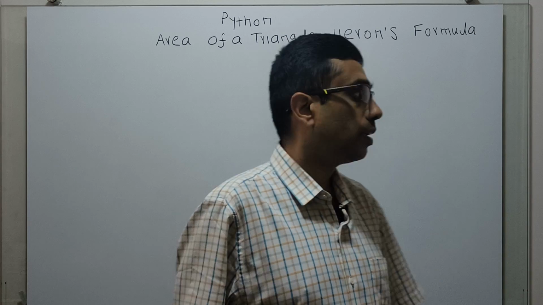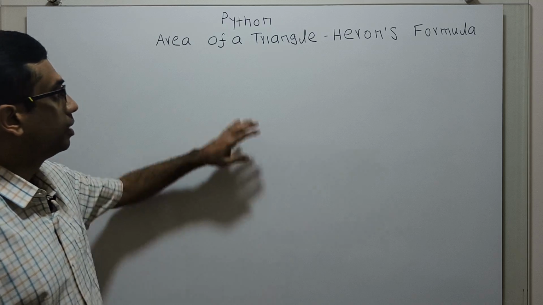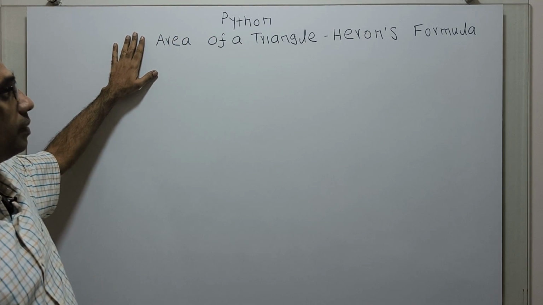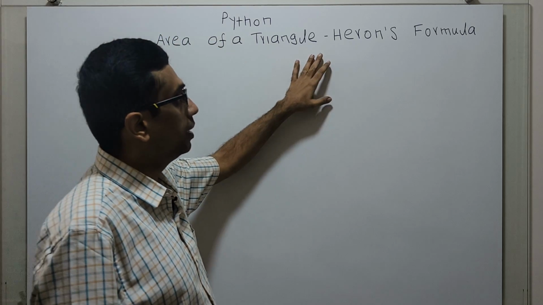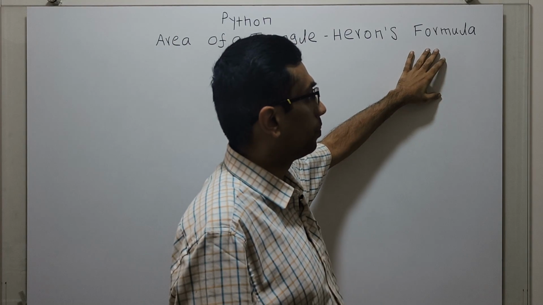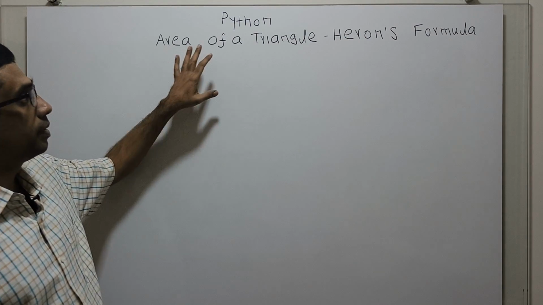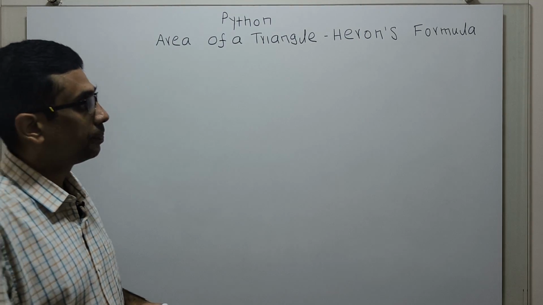Hello friends, we are going to write a Python program to calculate the area of a triangle using Heron's formula. So how do we calculate the area of a triangle using Heron's formula?